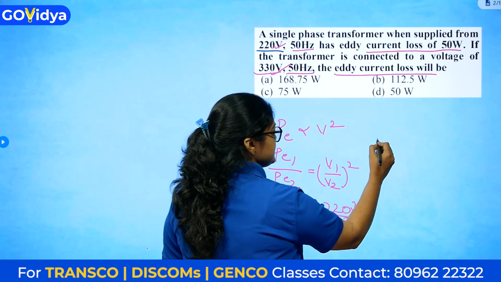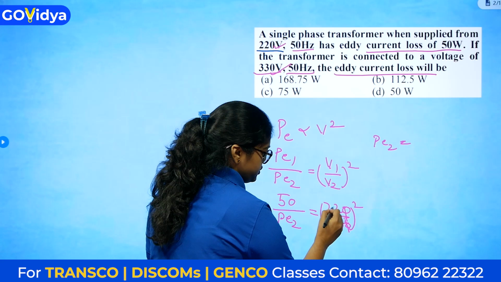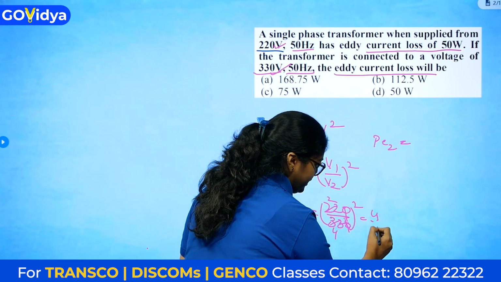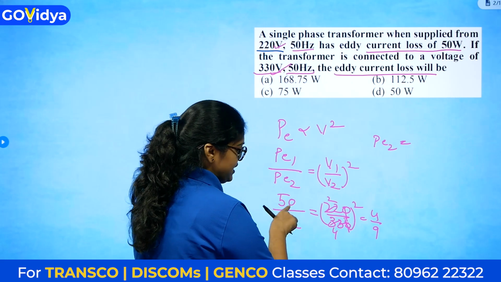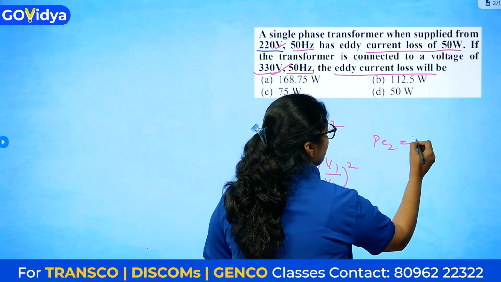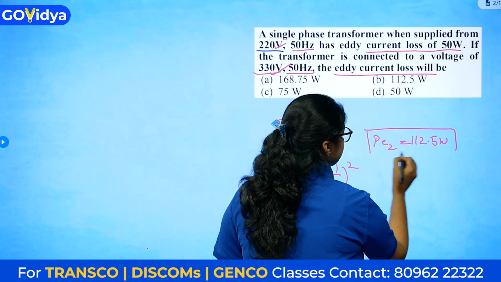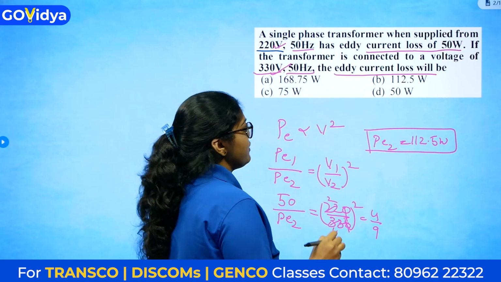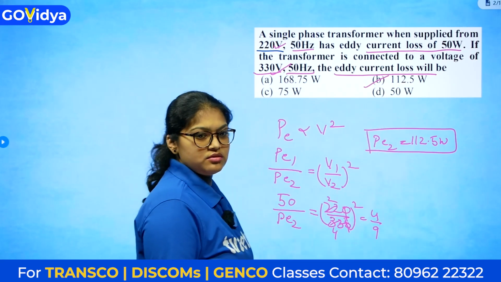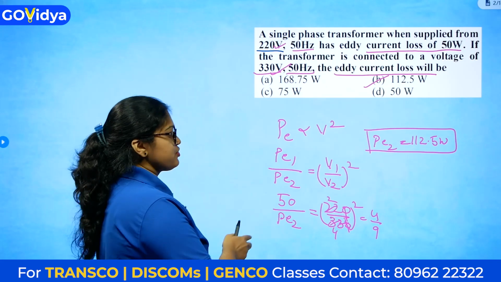So finally we will get PE2 is equal to, 22 and 33, 2 square is 4, 3 square is 9, so 4 by 9, and 9 into 50 is 450 by 4, we will get 112.5 watts. So the eddy current loss we will get is 112.5 watts. So the option B matches with the following question. So let's move to the next question.